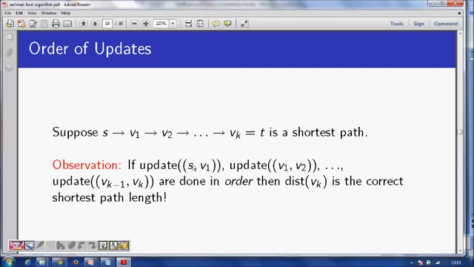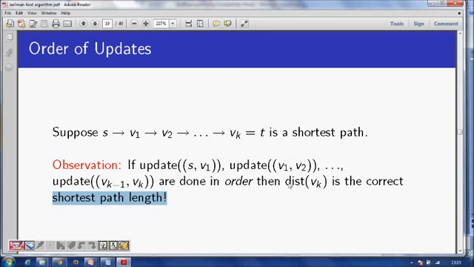Now, order of updates. If the path from S goes V1, V2, till Vk, to T, and this is the shortest path, and T is the destination, then if we make the updates in this order: first S to V1, then V1 to V2, then V2 to V3, then Vk minus 1 to Vk, and finally Vk to T, then the distance of T is the correct shortest path.